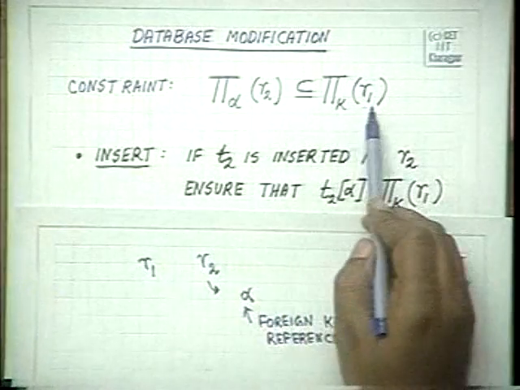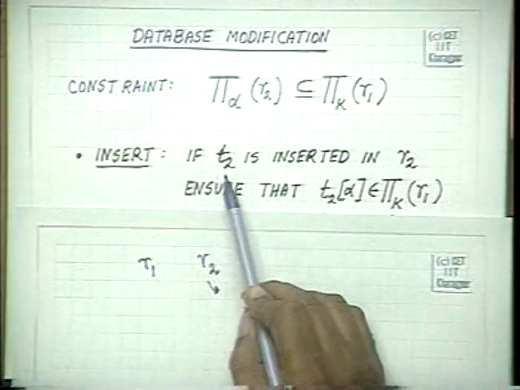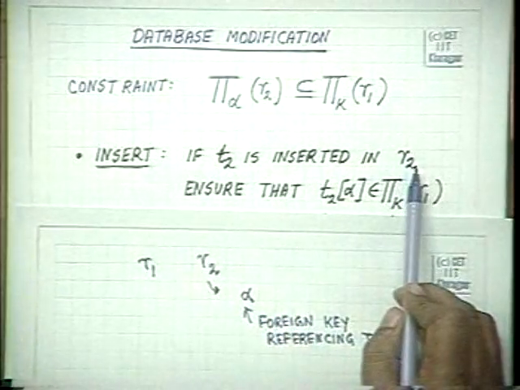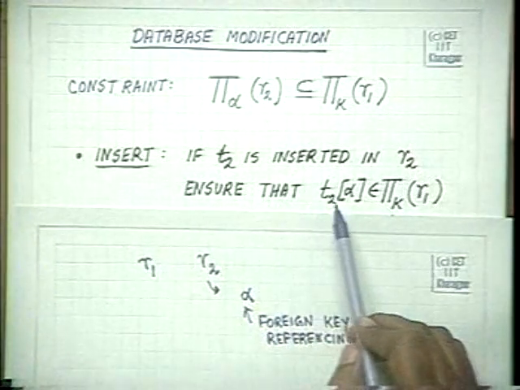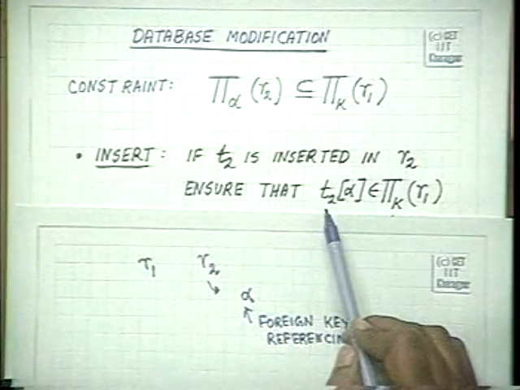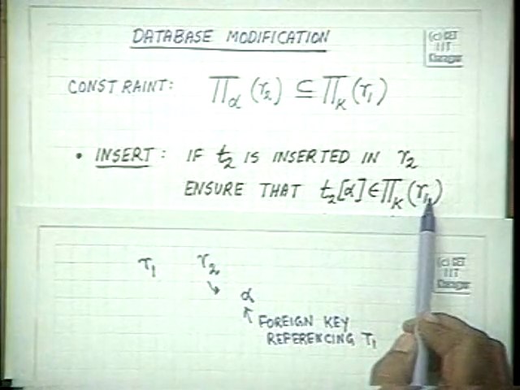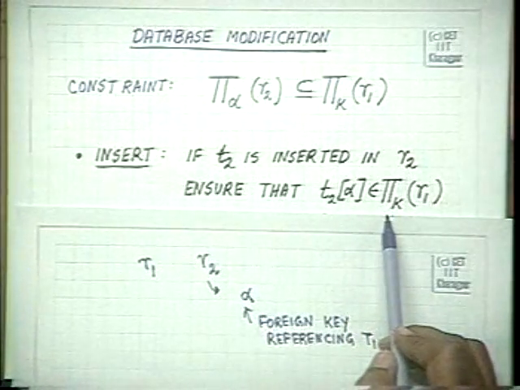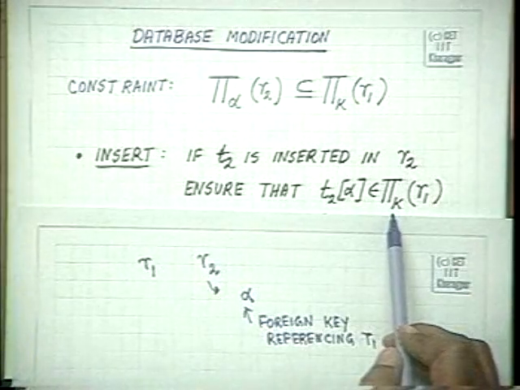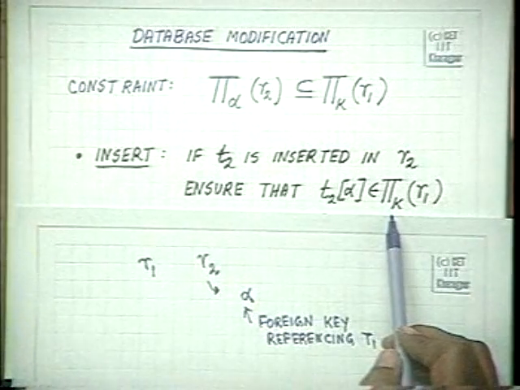This subset dependency must hold means if T2 is inserted in R2, we must ensure that the attribute alpha corresponding to T2 must be an element of R1 with the key attribute taken out. Key attribute is sufficient because that defines uniquely all the attributes.